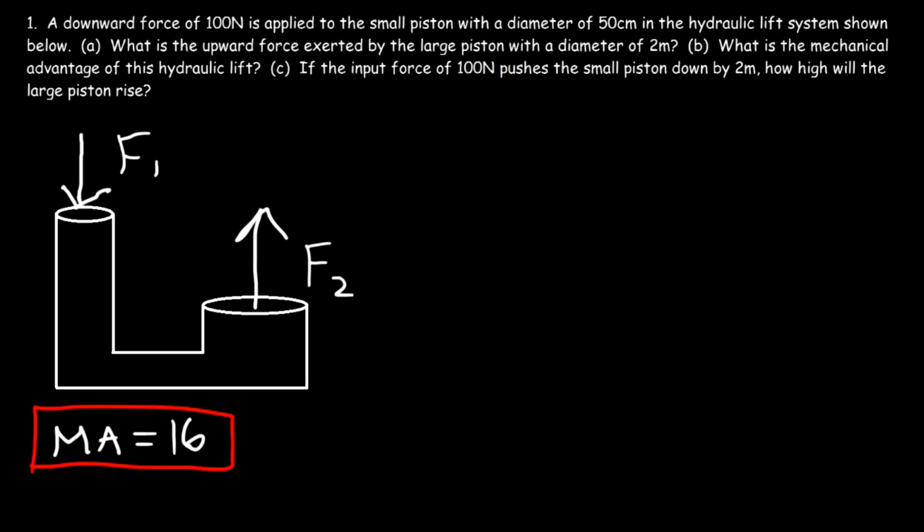Now let's move on to part C. If the input force of 100 newtons pushes the small piston down by 2 meters, how high will the large piston rise? So we're going to push this down by a distance of 2 meters. How high will this piston rise? Let's call it D2.